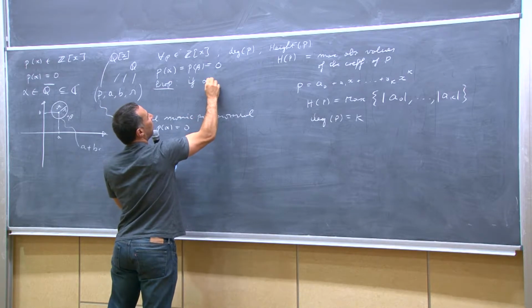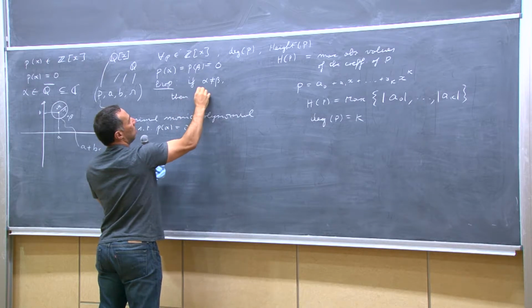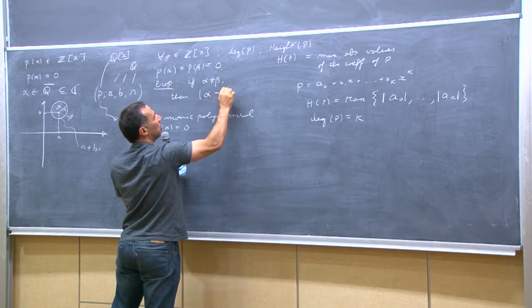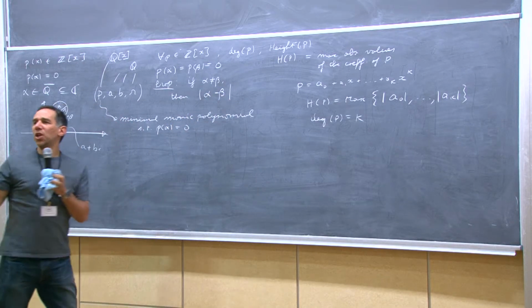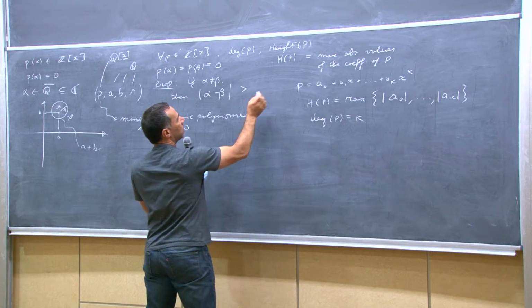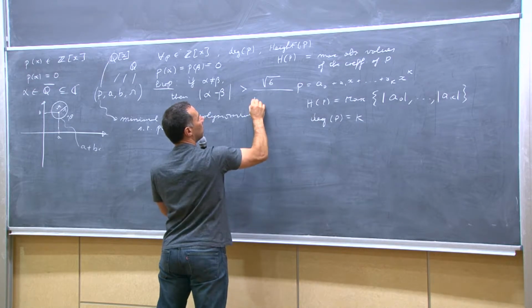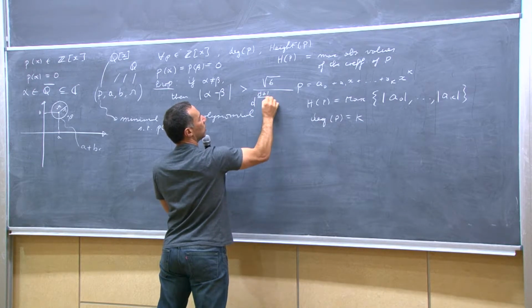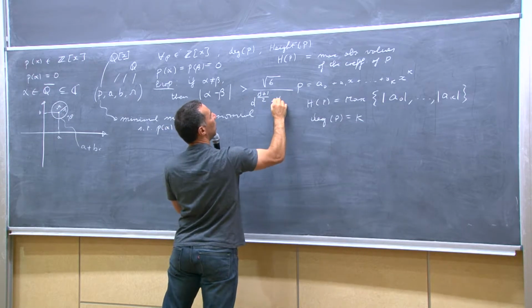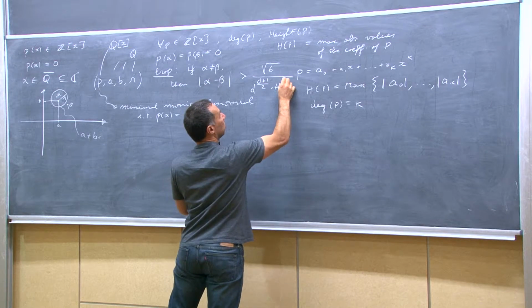If alpha is not equal to beta, then there's a minimum separation between alpha and beta. They cannot be too close to each other. And that's bigger than square root of 6 divided by d to the d plus 1 over 2 times h to the d minus 1.